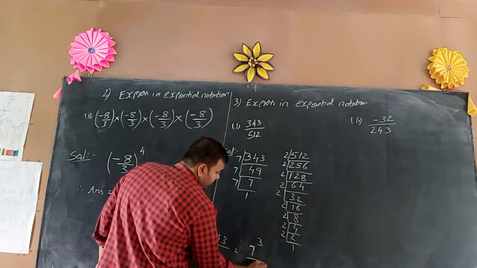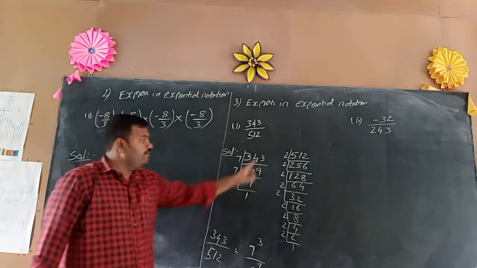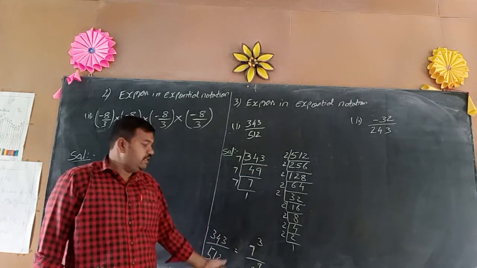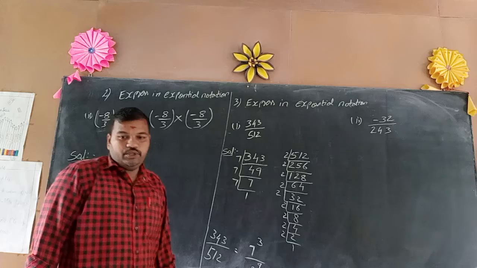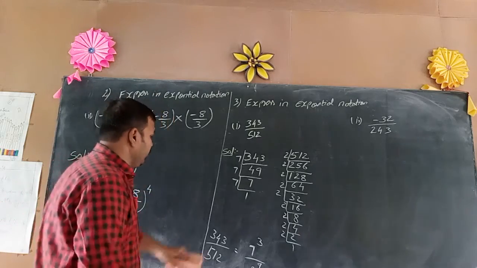So 2 is possible for 9 times. So 2 came 9 times, so this is like this. You have to write 2 to the power of 9. Once again, see here how to write that.